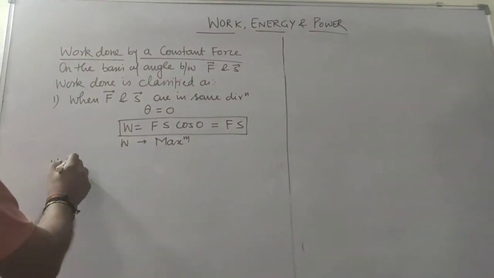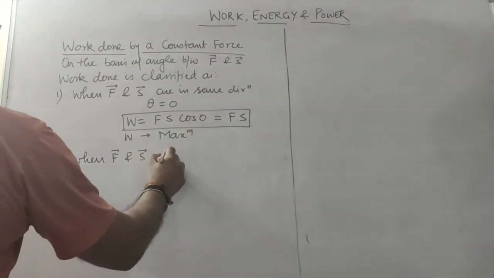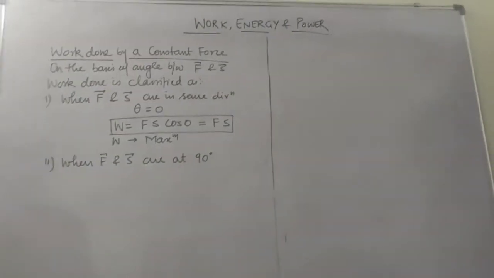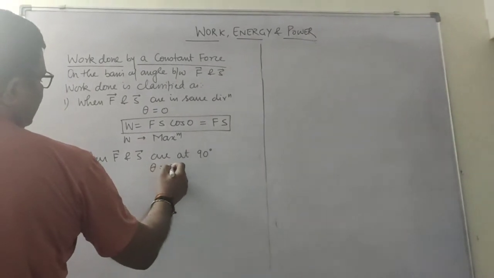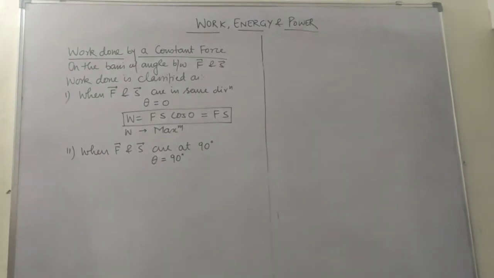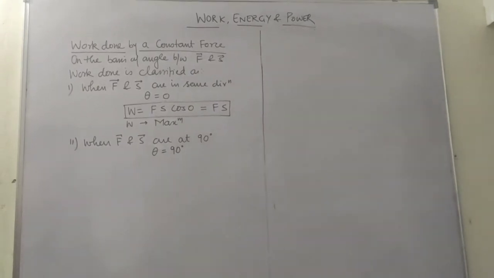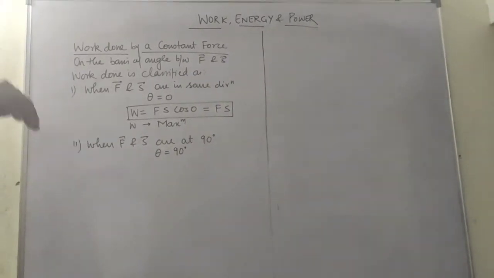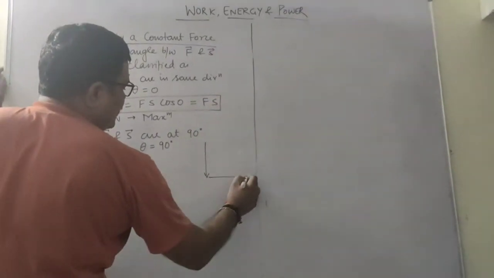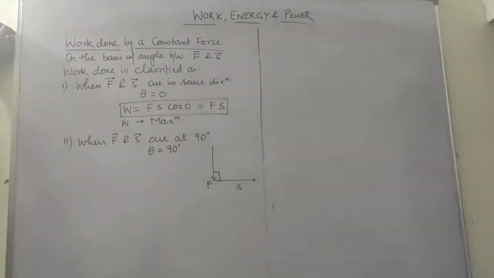Now second, when force and displacement are at 90 degree, that is both are perpendicular, like when a coolie is lifting a load on his head and moving on a horizontal platform, then the force of gravity is acting downward, and he is moving along. So displacement is this, force is this. What is the angle? Angle is 90.